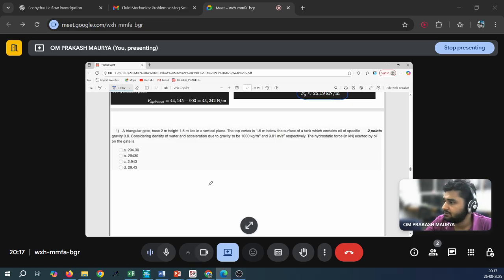So the next question is: a triangular gate, base 2 meter, height 1.5 meter, lies in a vertical plane. The top vertex is 1.5 meter below the surface of the tank, which contains oil of specific gravity 0.8. Considering density of water and acceleration due to gravity to be 1000 kg per meter cube and 9.81 meter per second square respectively, find the hydrostatic force in kilonewton exerted by oil on the gate.